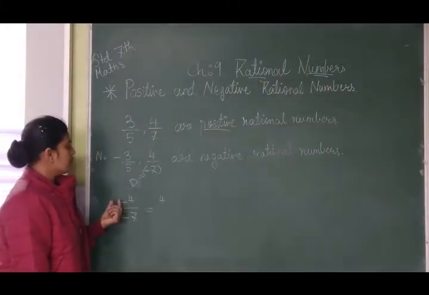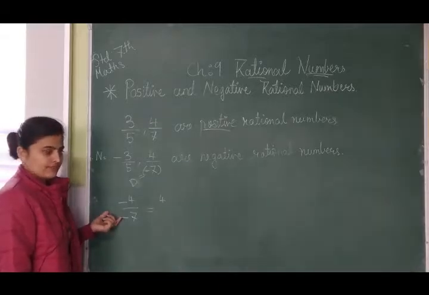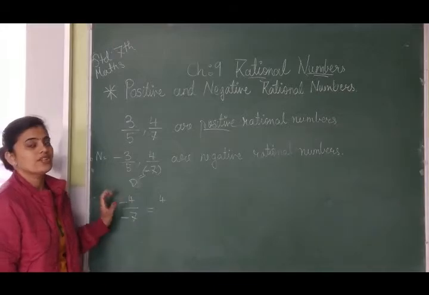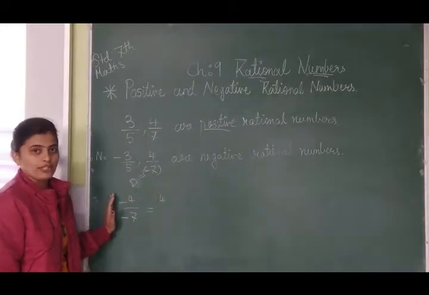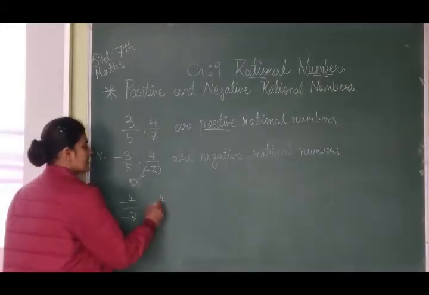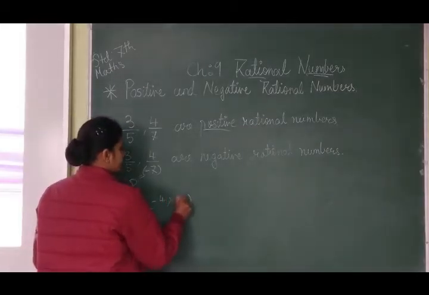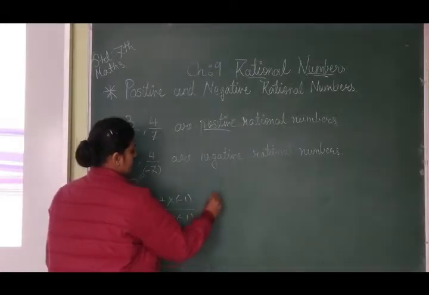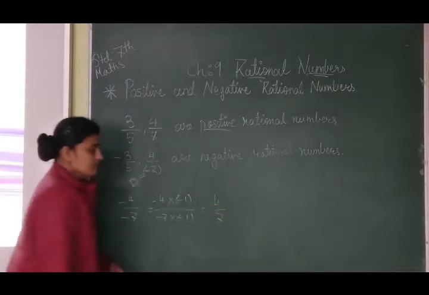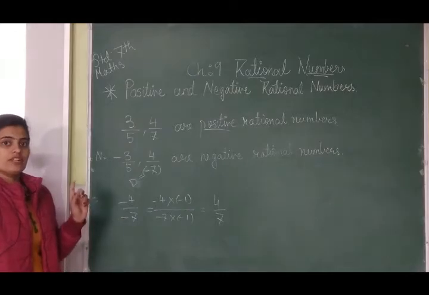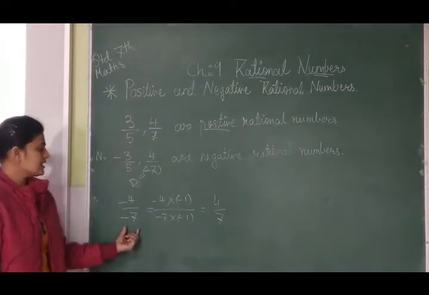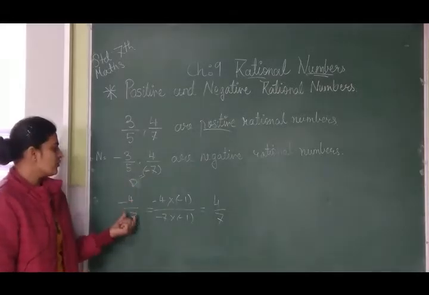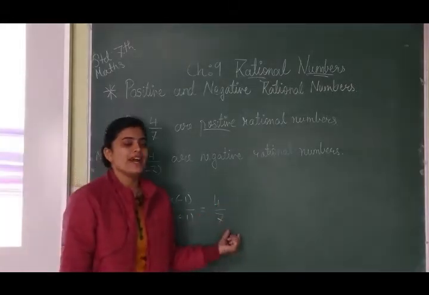Now, what about if both are negative? Minus 4 by minus 7. Now, minus 4 by minus 7, here you can see that negative is common in both. So, we can multiply it by minus 1 and minus 7 multiplied by minus 1, it will be equal to 4 by 7. What we have learned for equivalent rational numbers, that this number and this rational number are both equal. That means minus 4 by minus 7 is equal to 4 by 7.